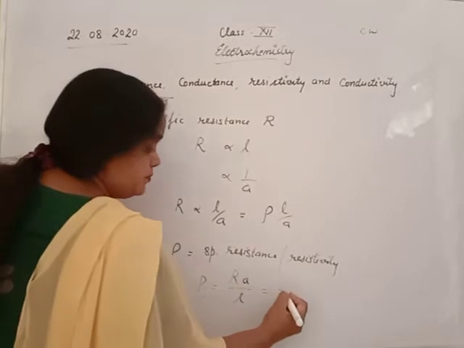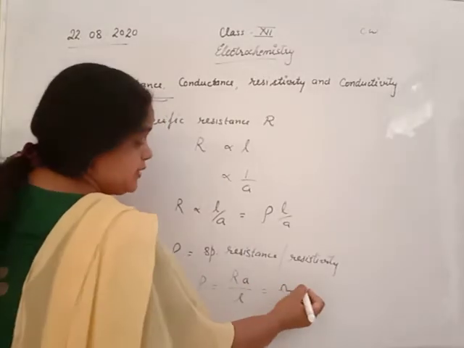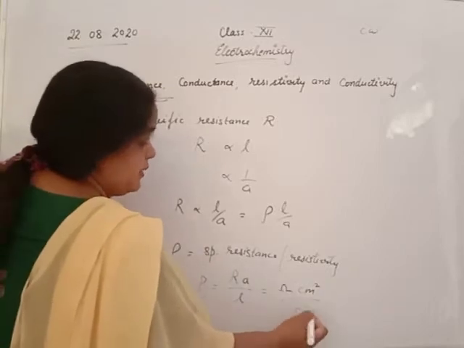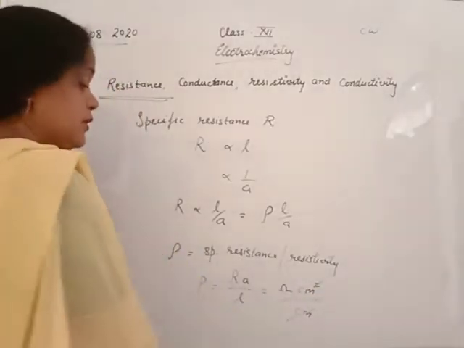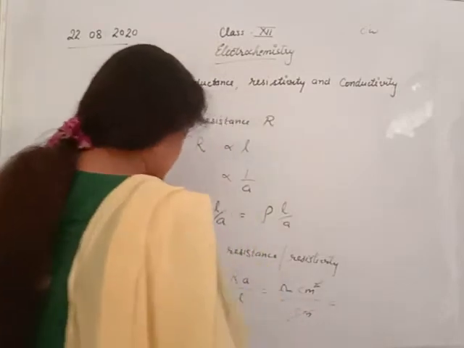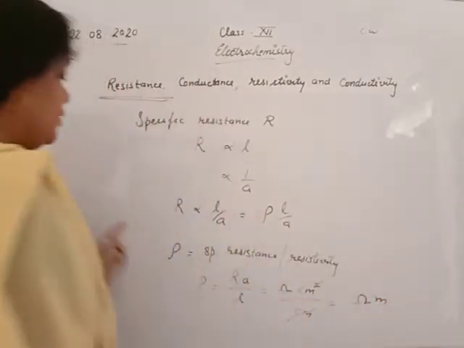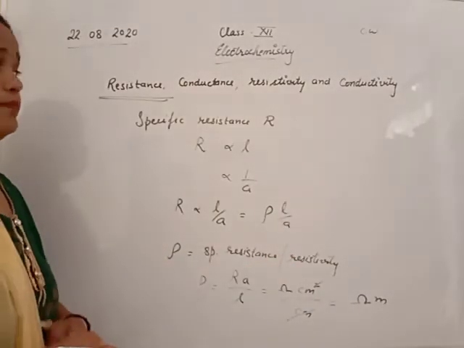If we want to calculate rho, it is R A upon L. R is in ohm, A the area of cross section in centimeter square, upon length in centimeter. One centimeter cancels out, and the unit of resistivity is ohm meter.